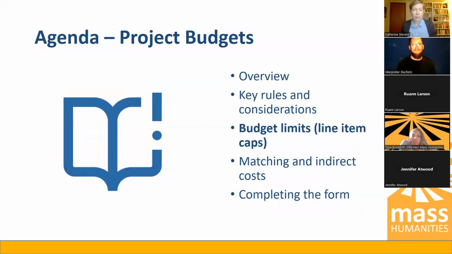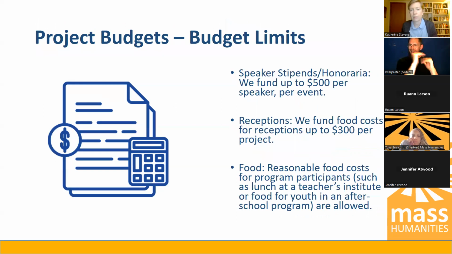I'm going to move on to budget limits. These are line item related caps on certain kinds of costs. So we fund speaker stipends or honoraria up to $500 per speaker per event. For receptions, we fund food costs at $300 per project.